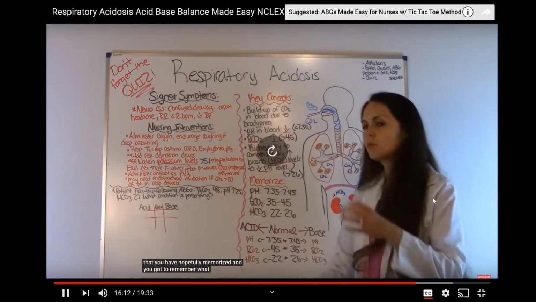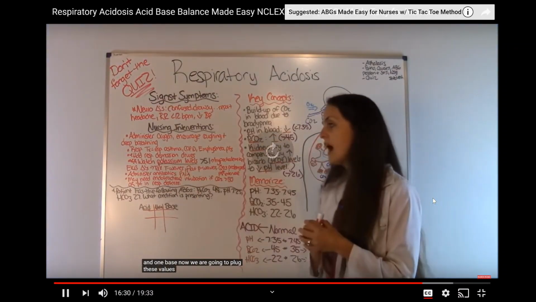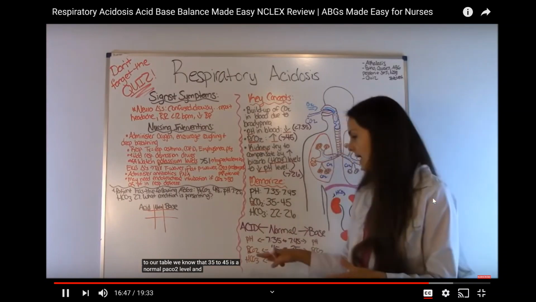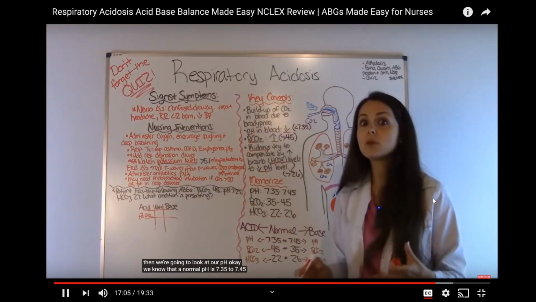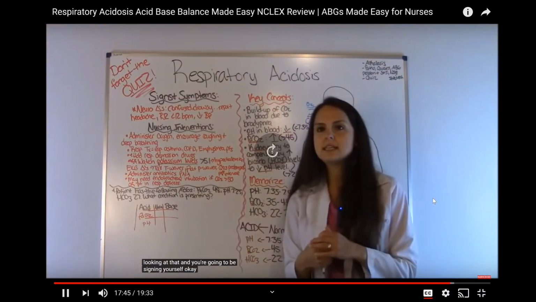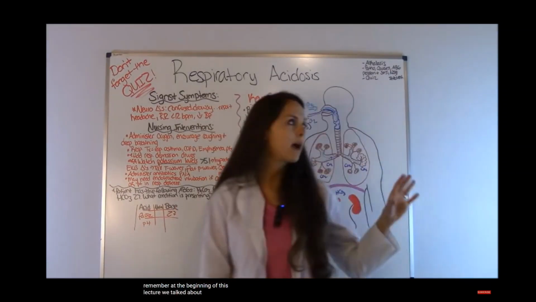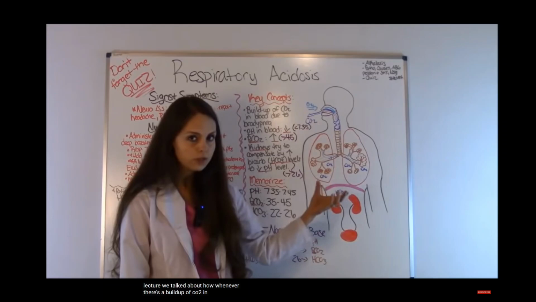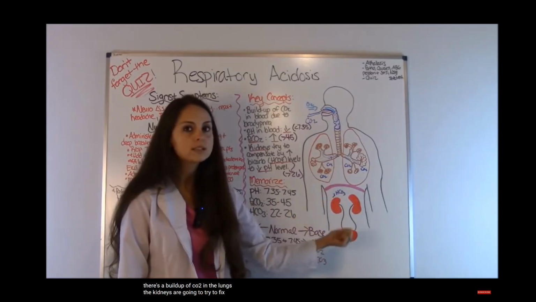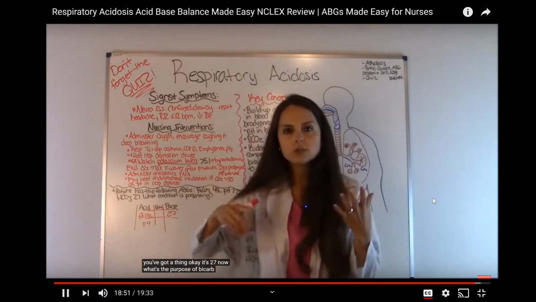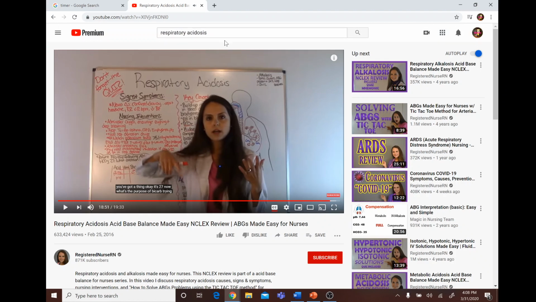Okay, what's acidotic, what's base. So remember, at the beginning of this lecture, we talked about how whenever there's a buildup of CO2 in the lungs, the kidneys are going to try to compensate because it wants to go up on bicarb. So that's that one.